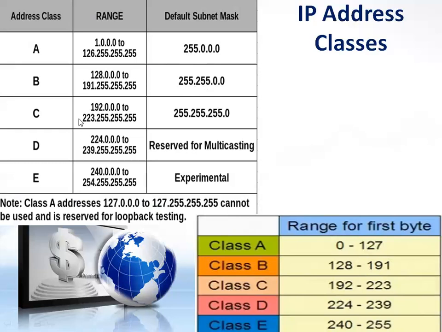Then we have the class C address. In class C address, we have 192 to 223. Here you can view 192 to 223. So if an address belongs to this range, it means that it is a class C address.